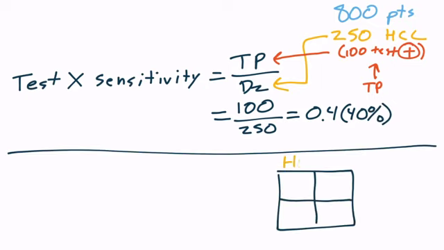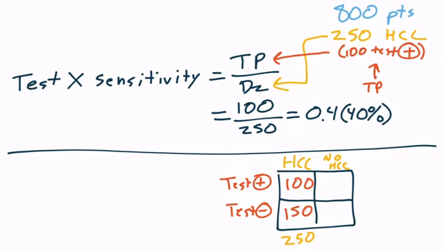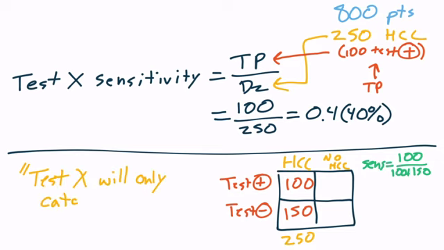We can reach this same answer by using the 2x2 table. We know that there are 250 patients with the disease total, so we put that down here. 100 of those tested positive. So the number of false negatives, or those that have the disease but tested negative anyways, would be the difference, which is 150. And as you recall, sensitivity can be found by taking the true positive number, which would be 100, and dividing that by the true positive number plus the false negative number. So 100 plus 150. Either way, you end up with a sensitivity of 40%. This means that test X will only catch 40% of all HCC patients.